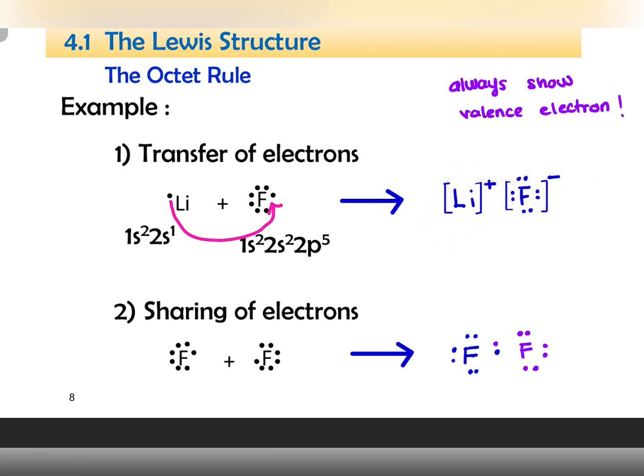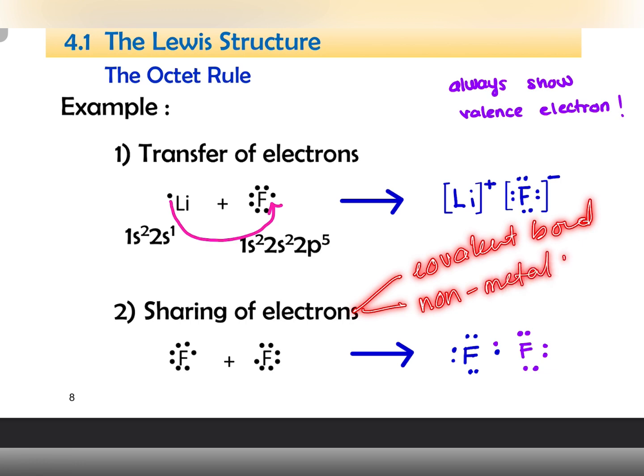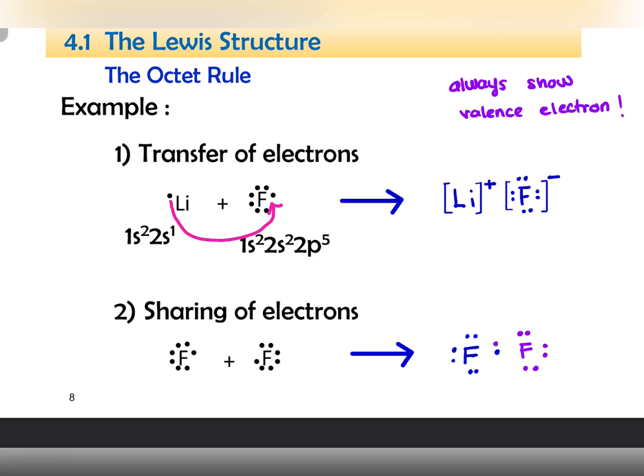Kita dapat daripada mana? Daripada lithium tadi. When we want to show the sharing of electron, normally it involve non-metal. Tadi transfer of electron biasanya metal and non-metal. For sharing of electron, dia adalah untuk form covalent bond. So it involve non-metal with another non-metal. Contoh kat sini kita ada fluorine. Fluorine ada 7 valence electron dan fluorine ni pun ada 7 valence electron. Electronic configuration untuk fluorine adalah yang ini.